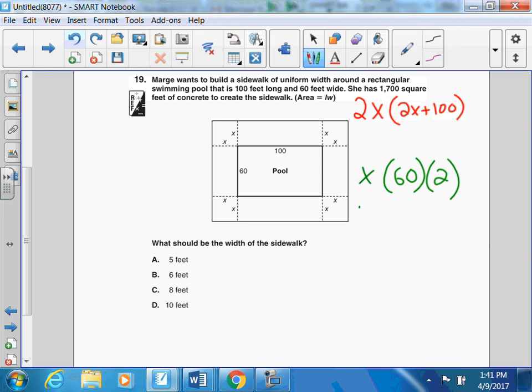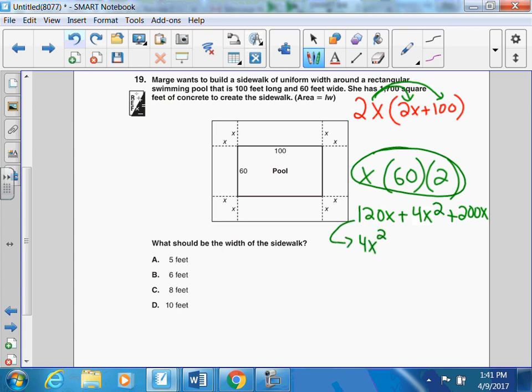So I'm going to rewrite this as 120x, that's what this is, plus 2x times 2x, that's 4x squared, and then 2x times 100, which is 200x. All right, now that represents the area of the entire sidewalk. Let's combine like terms. We're going to have 4x squared, and then 120x plus 200x is 320x. That represents the area of the sidewalk. Now we have 1,700 square feet of concrete, so we set that equal to 1,700. And if we solve this equation, we're going to get x, which is the width of the sidewalk.